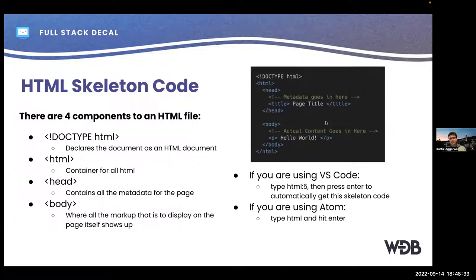Also, if you're using VS Code, you don't need to type all of this out. You need to make an HTML file with .html as the extension, and then you can just type HTML:5 and press enter, and all this basic skeleton will be there. You can also type exclamation and then press enter. That also does the same thing. If you're using Atom, you can just type HTML and hit enter, and it'll do the same thing for you, and you won't have to type it out.